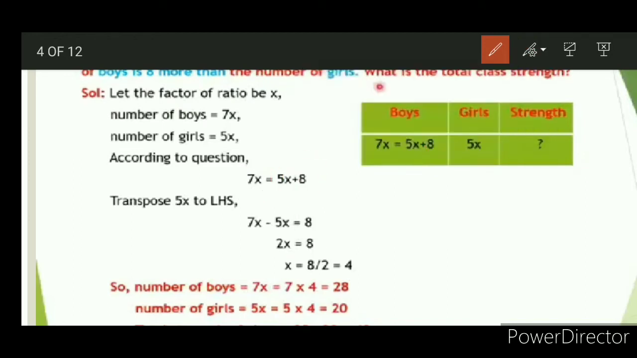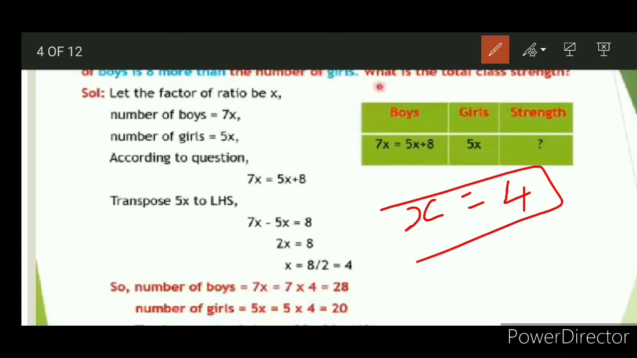5x will transpose to the left hand side. It will become subtraction. 7x minus 5x is 2x equal to 8. Then 2 and x are in multiplication. When it is transposed to the right hand side, it will become division. We'll write it in the denominator. Now what is the value of x? X value is equal to 4. It is the common factor value.